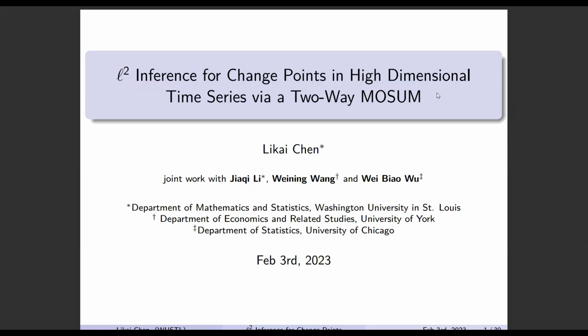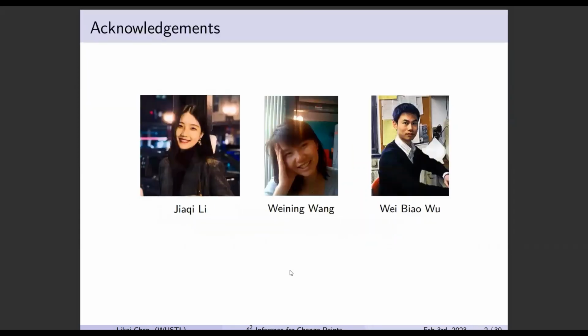So today I will talk about L2 inference for change points in high-dimensional time series via a two-way moving sum. So this is a joint work with Jiaqi Li, Weining Wang, and Weibiao Wu.